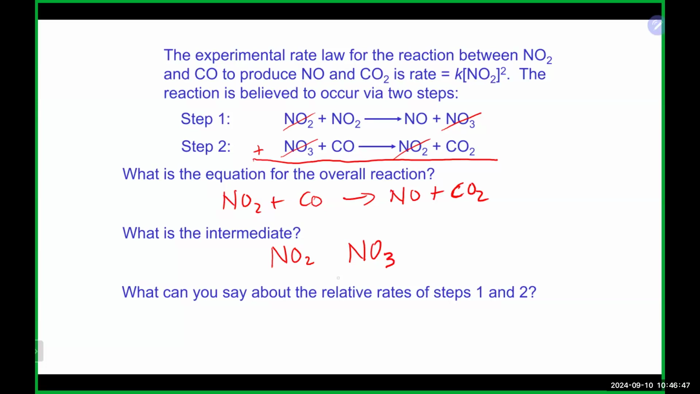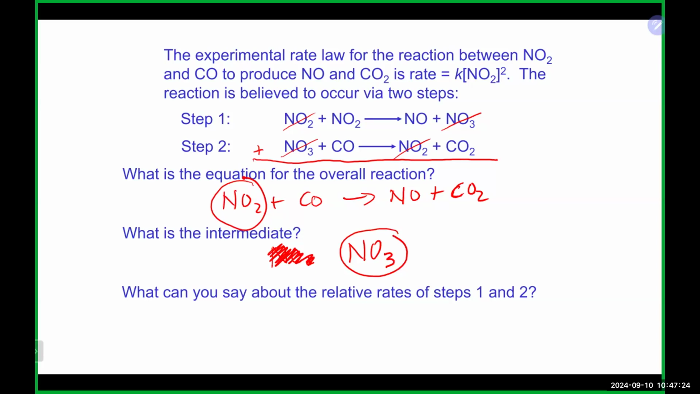Are they both right? Actually, this one is not an intermediate because it is still in the overall reaction, right? So remember that the intermediate has to be something that is made early on in the mechanism and completely used up by the end of the reaction. It should not be found in the overall reaction. So although we did reduce down NO2 in this case, it is still around at the end of the reaction, which means it's not an intermediate. In this case, it is only the NO3 that completely cancels out.